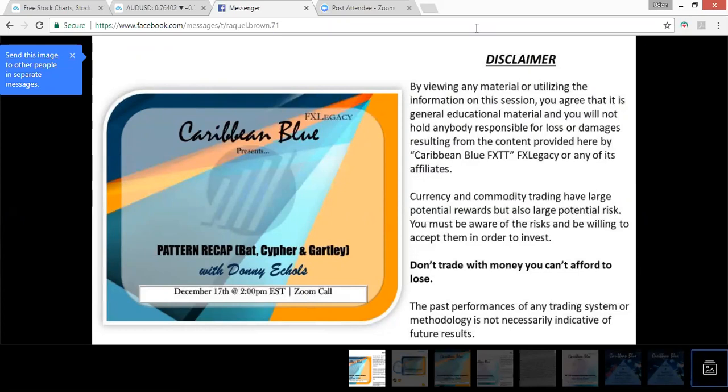Today's session is with regards to the pattern recap of the Bat, Cypher and Gartley, and this will be the end of this particular series and the end of the series for the year. Of course, we will look to do some other sessions.